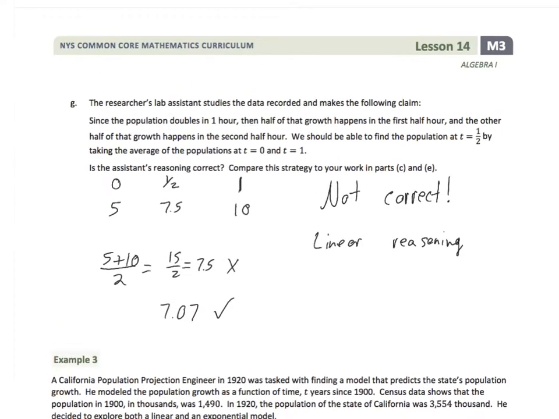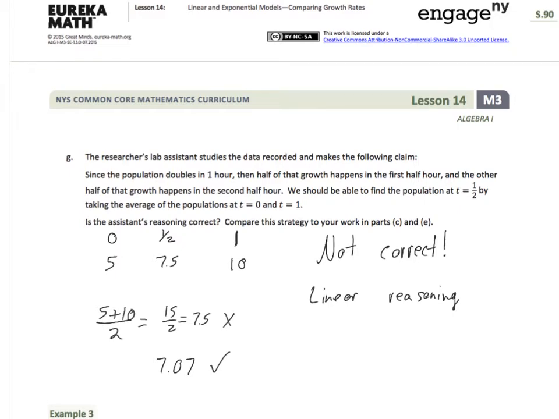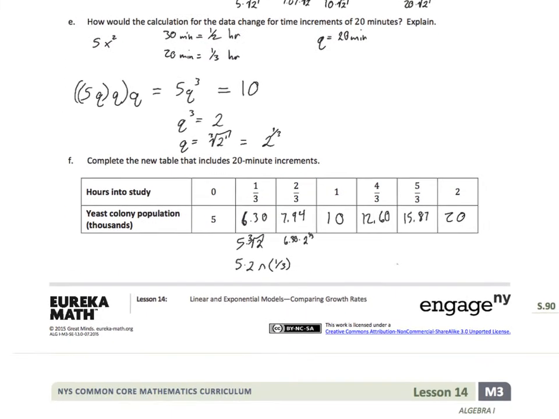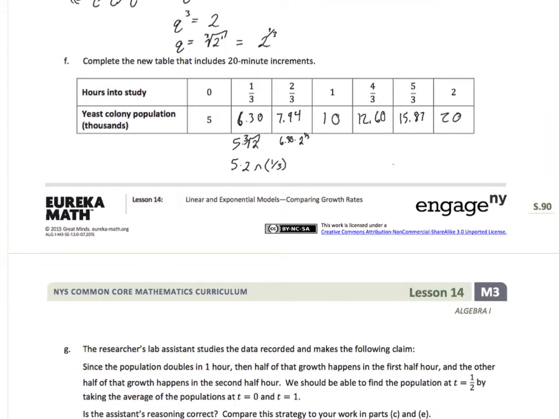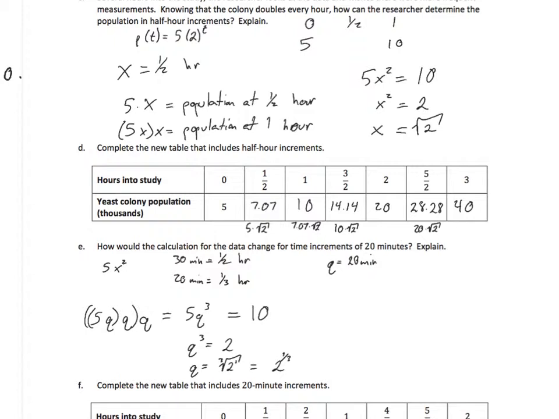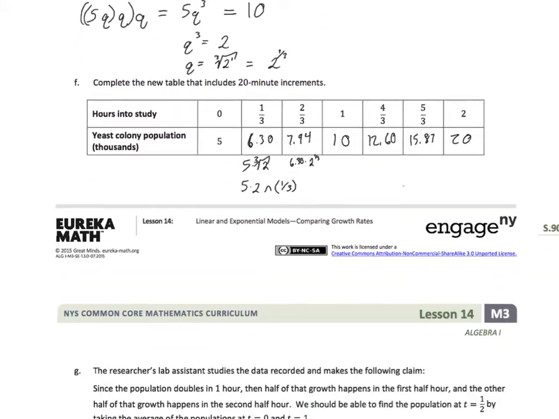Oh, wait, compare this strategy to your work in parts C and E. And of course, we see that this does not match this, so that's one thing. And 7.94, 6.3, that's not really helping us a whole lot, but parts C and E. That's right, C. So it should be root 2, not really 1/2. Now let's go ahead and move on down.